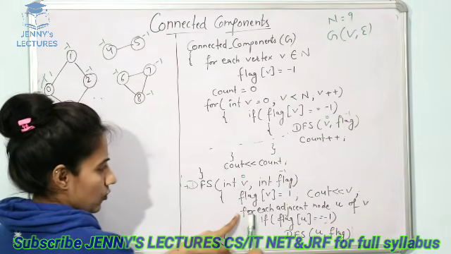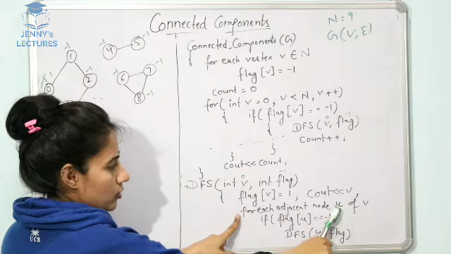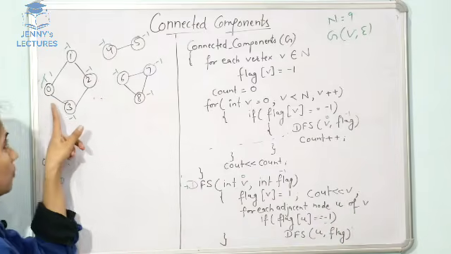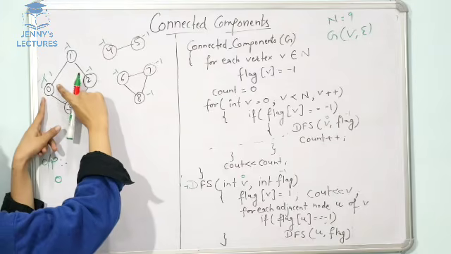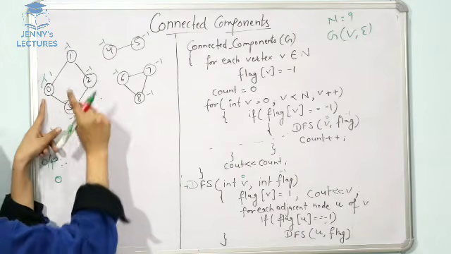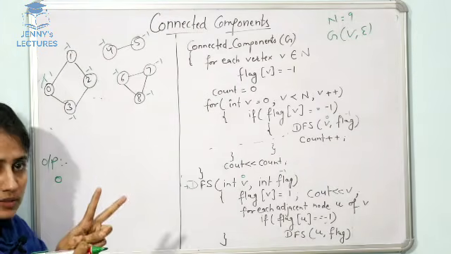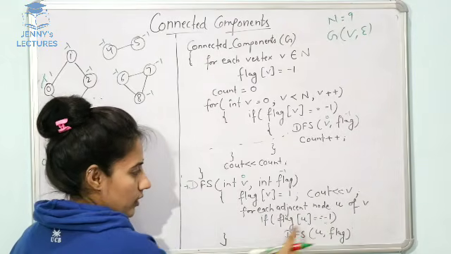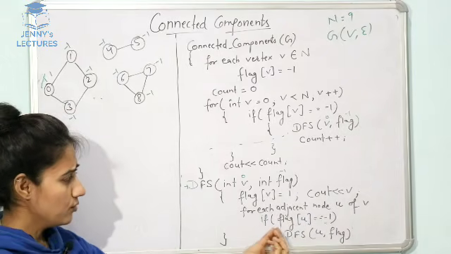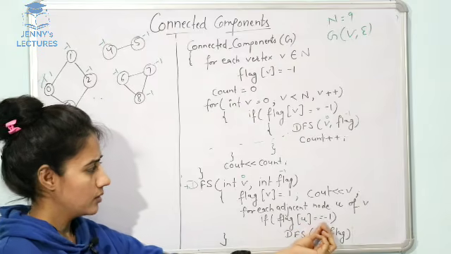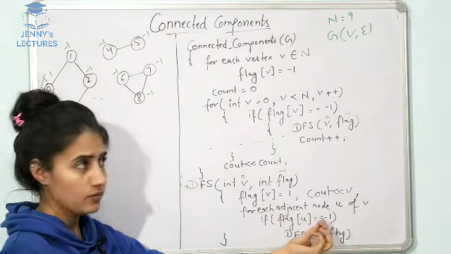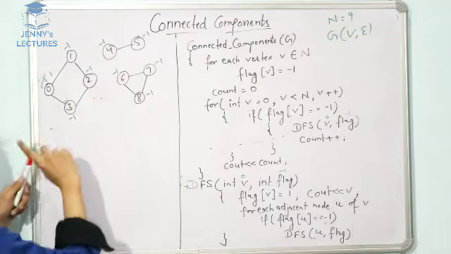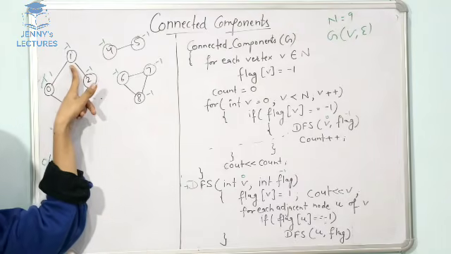Now next is what? For each adjacent node U of V. Now we will check the adjacent nodes of this 0. How many adjacent nodes are there? 1 and 3. We have 2 adjacent nodes. So for each adjacent node U of V, find out if flag of U is -1. Fine. We have these adjacent nodes 1 and 3. We will take this 1 first of all.